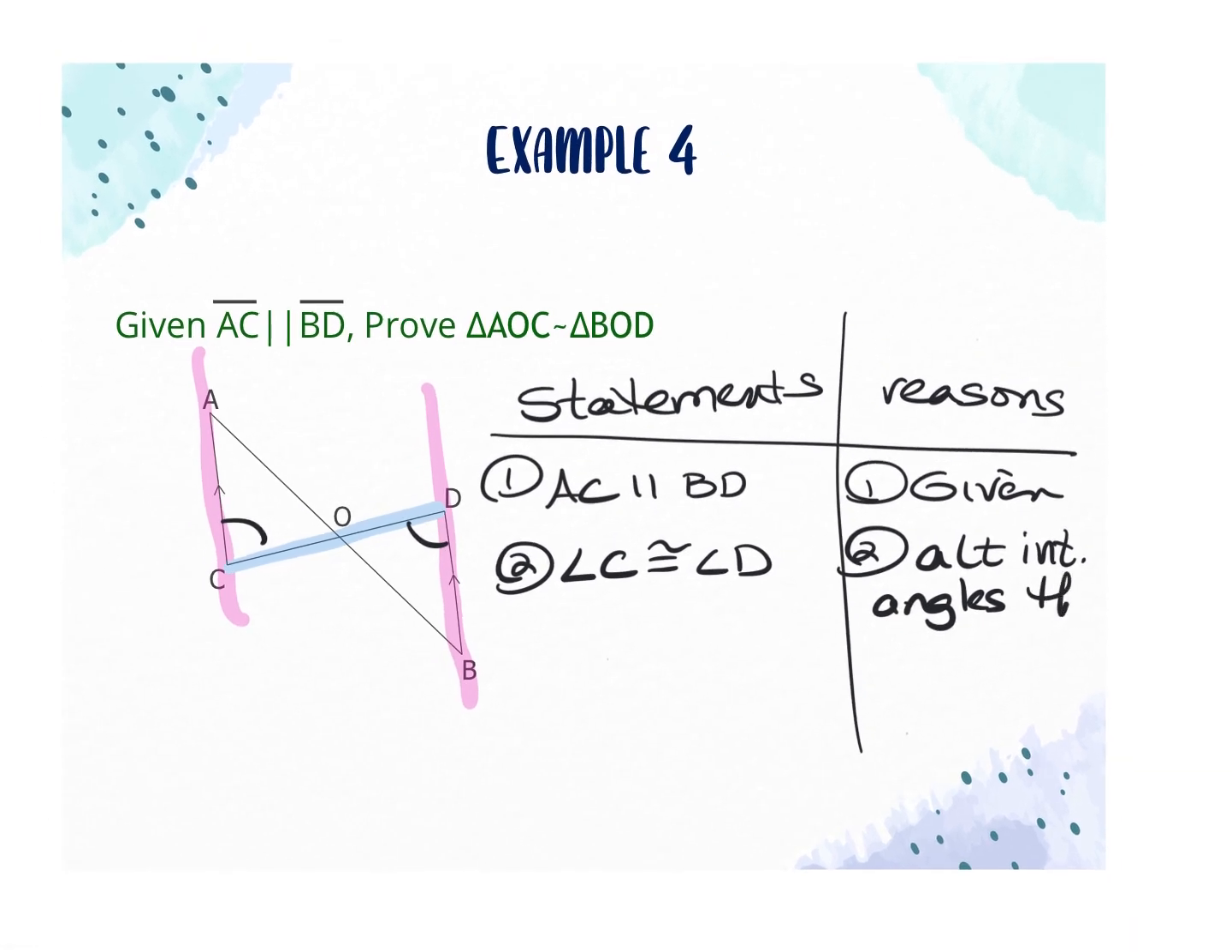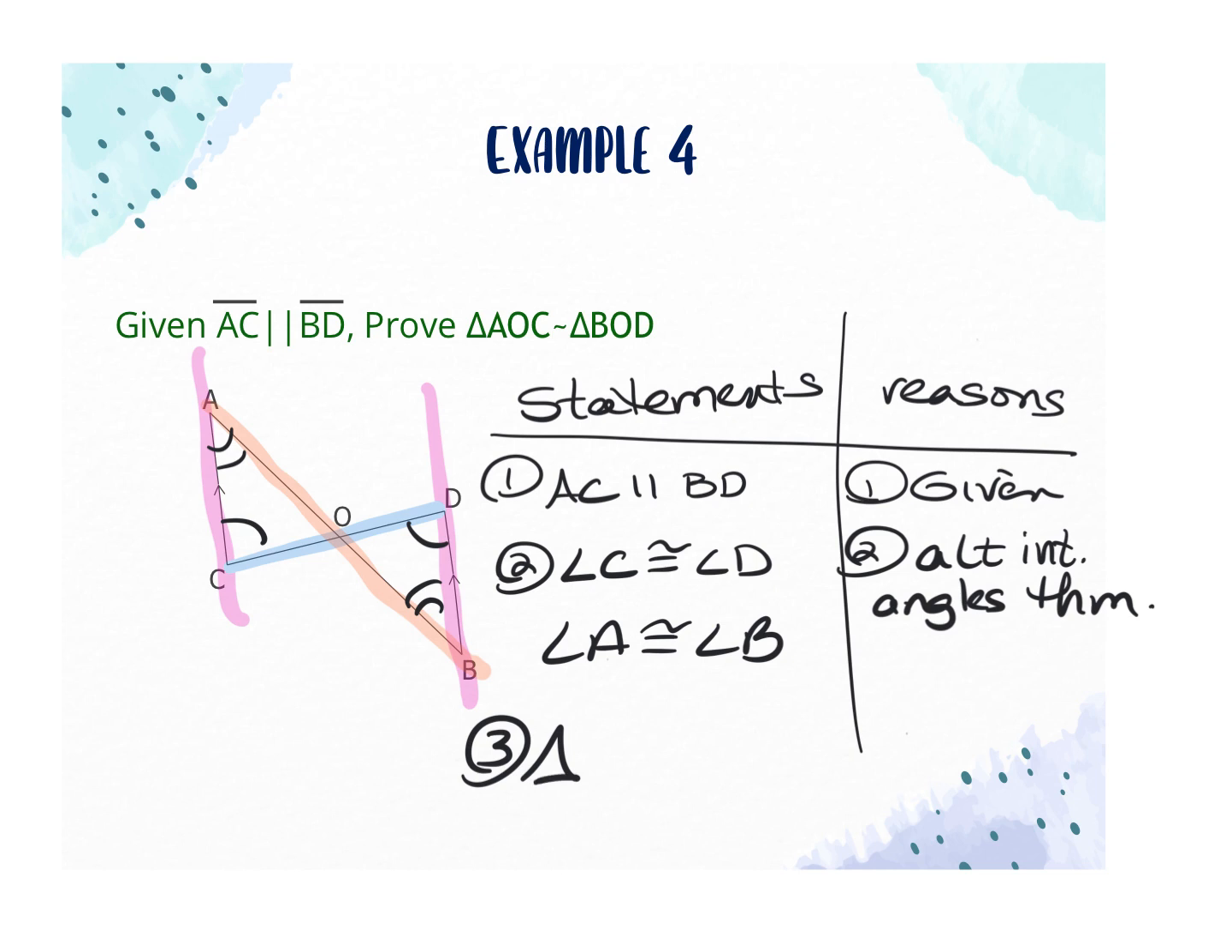Now, technically what I can do, which might be the easiest, is also show that this could be a transversal going this way, and then I have a second pair of alternate interior angles. So in the exact same step, I could also say angle A congruent to angle B, and then I'm done because I've just shown 2 congruent angle pairs. So my next statement is what I'm trying to prove, that triangle AOC is similar to triangle BOD using angle-angle.